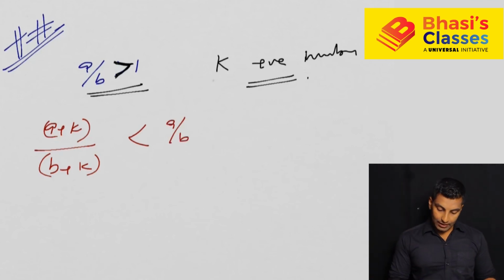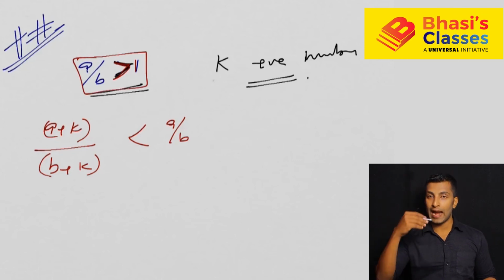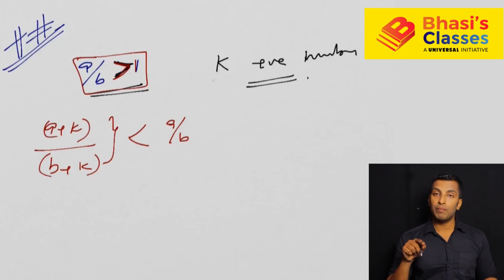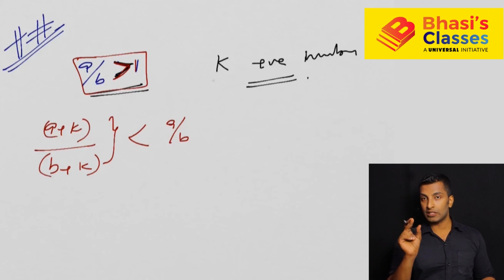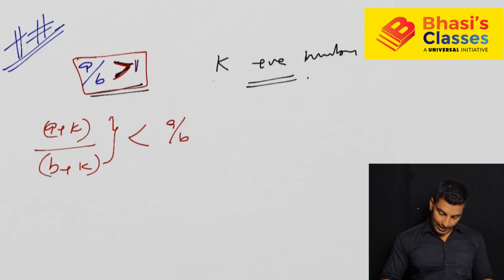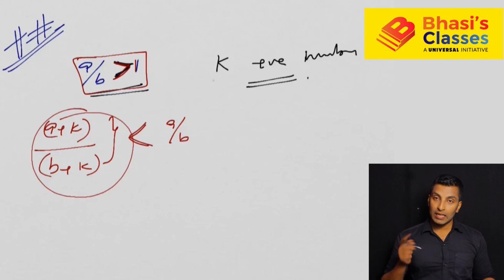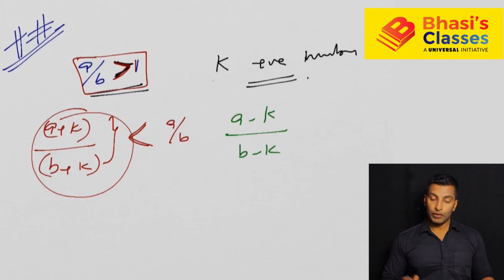So what we said is, this ratio is greater than 1. Then any positive number you add to a and the same positive number you add to b, that will be less than the ratio. So remember, you are adding a positive number, but still you are getting a lesser number than the ratio. Now if you are subtracting, a minus k divided by b minus k, this value will be greater than a by b.